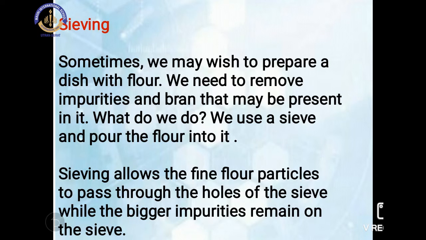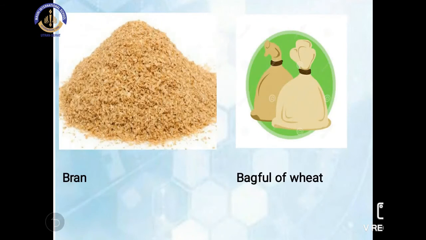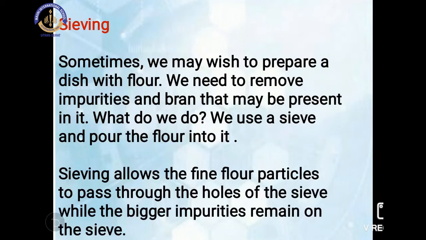Sometimes we may wish to prepare a dish with flour. It may be wheat flour. To prepare a dish, we need to remove the impurities and bran. Here the new word is bran. So what is the meaning of bran? Bran means the outer cover of the grain seeds which will remain while we are grinding the grain. So that is the bran. So impurities and the bran that may be present in it are removed by this process.